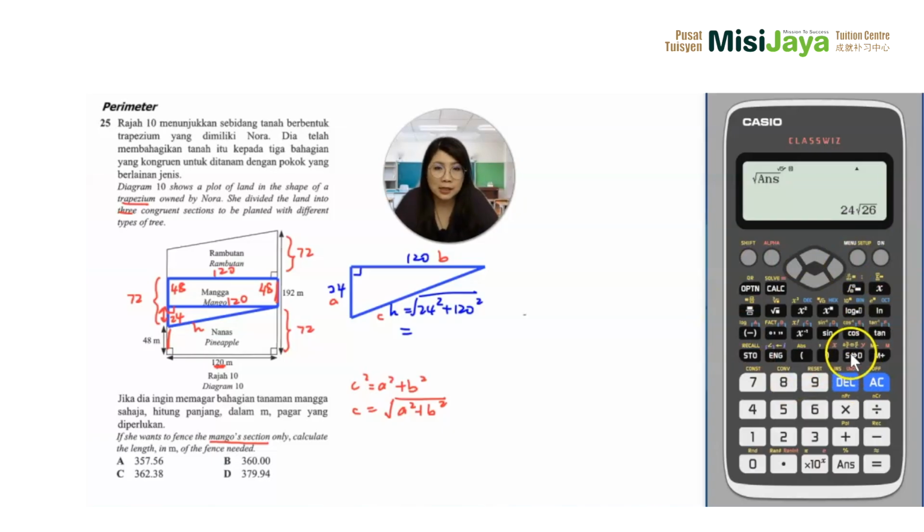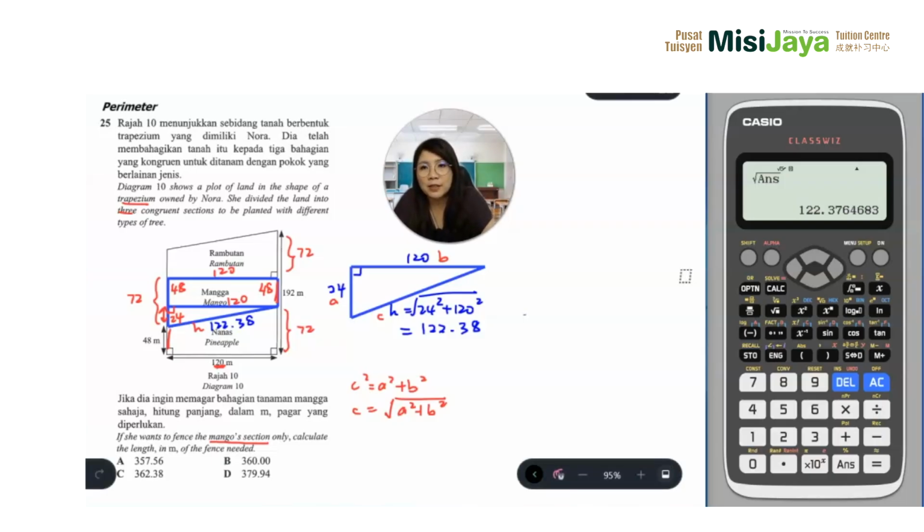We're going to press the SD button. The SD button is above the DEL delete button. So you see here, 122.38. We round to 2 decimal places, so this is 122.38. Now we have all 4 sides of the trapezium. 120 plus 48 plus 122.38 plus 72. That is going to be the answer.